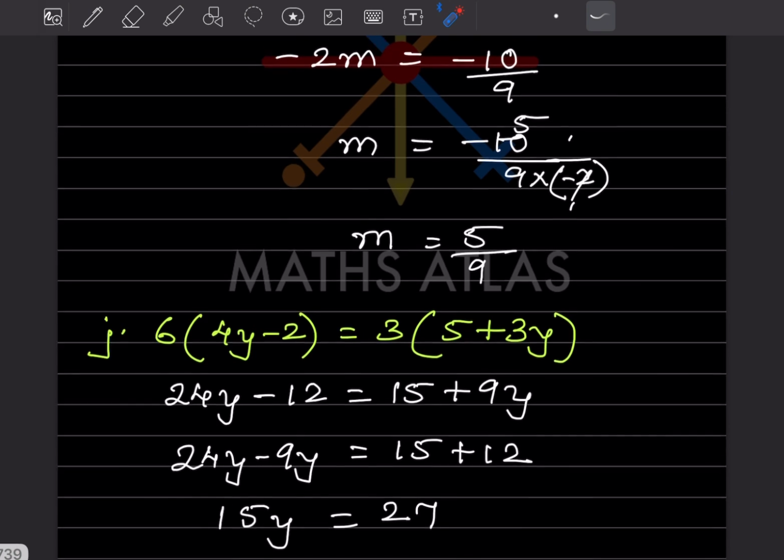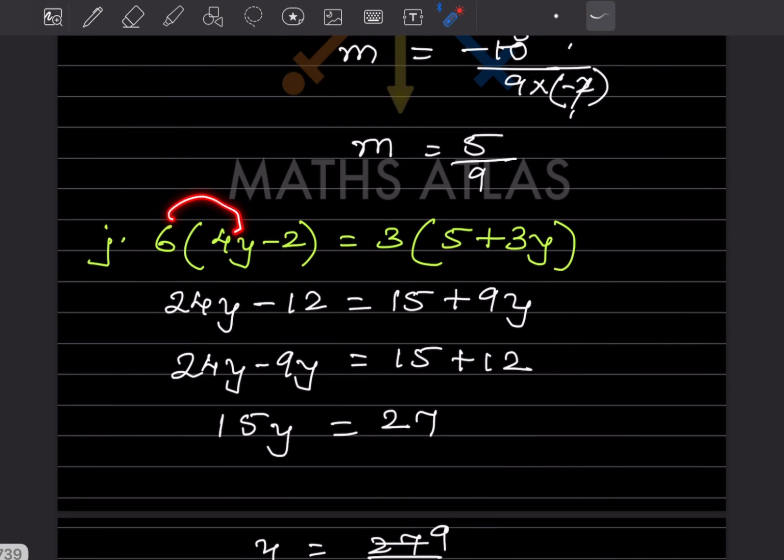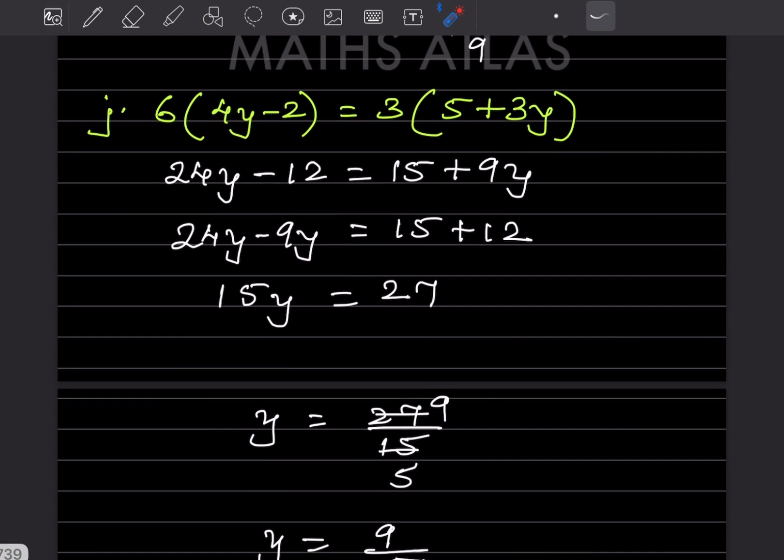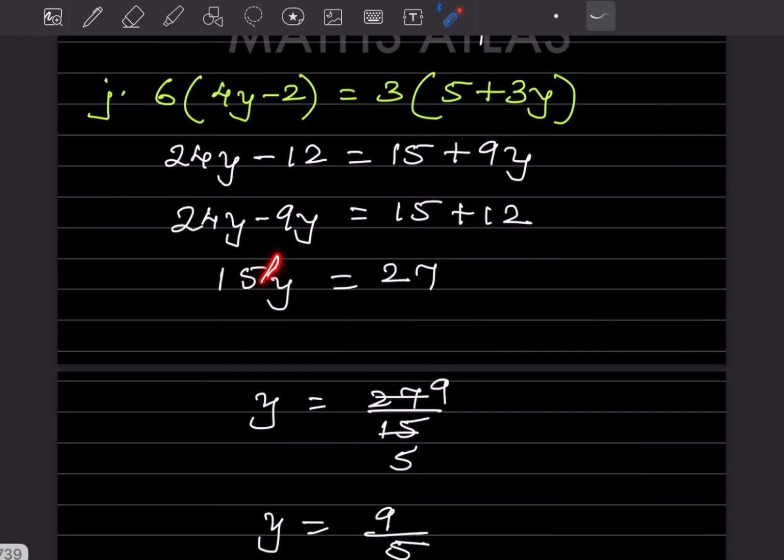Now again for this problem, you are going to expand this one. So this is going to be 24y minus 12. This will be 15 plus 9y. So 24y, this is going to be minus 9y, and this is going to be 15. This is going to be plus 12. So 15y is going to be 27. So y is going to be 27 by 15, because this is multiplication. So here 3 fives are 15, 3 nines are 27, which will be 9 by 5.